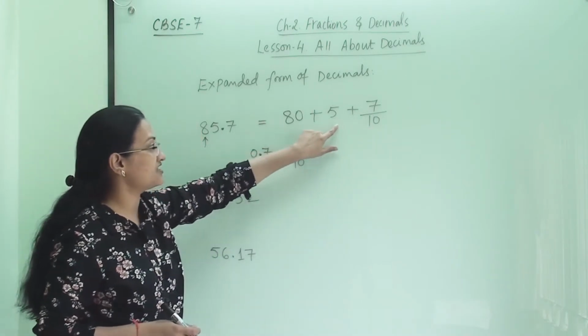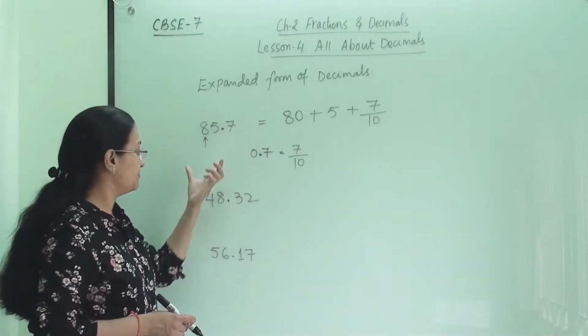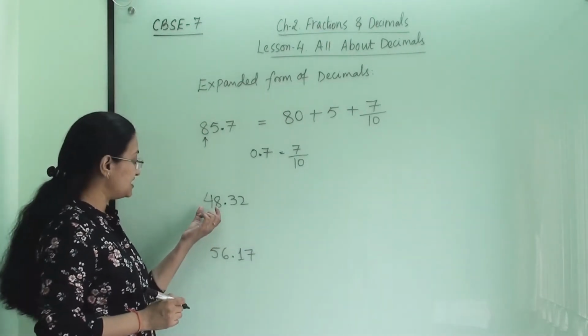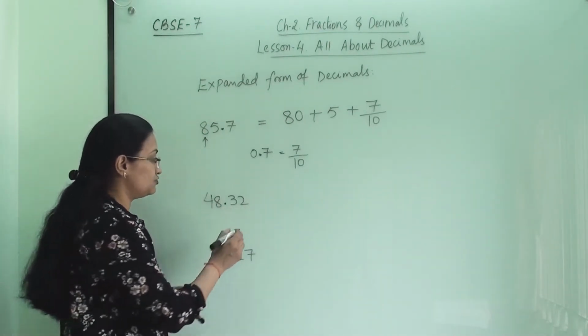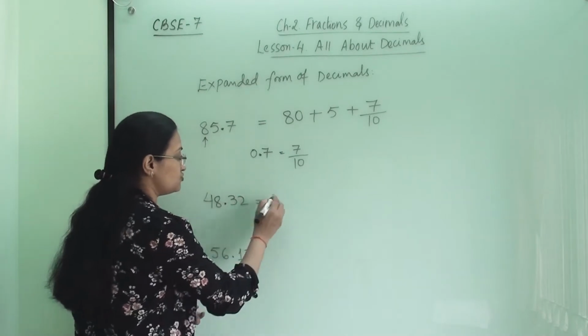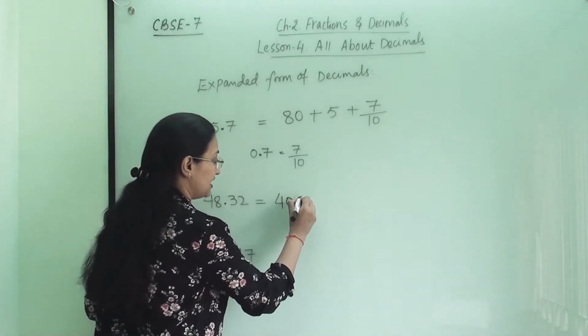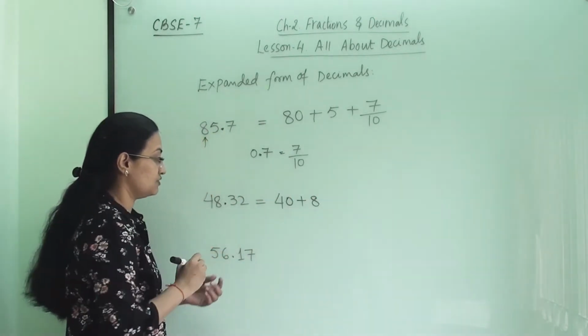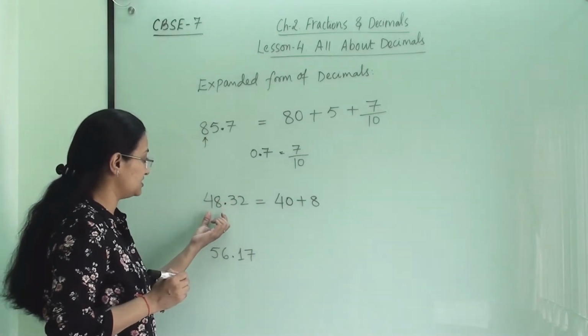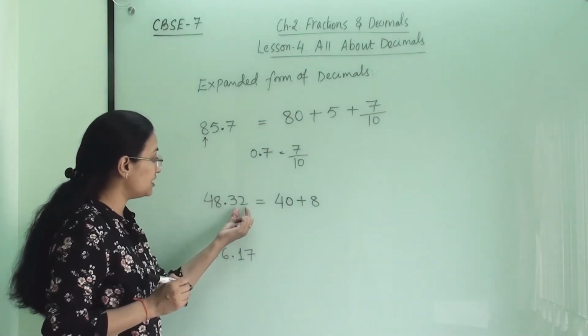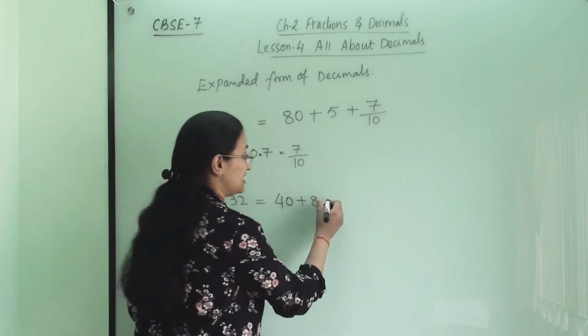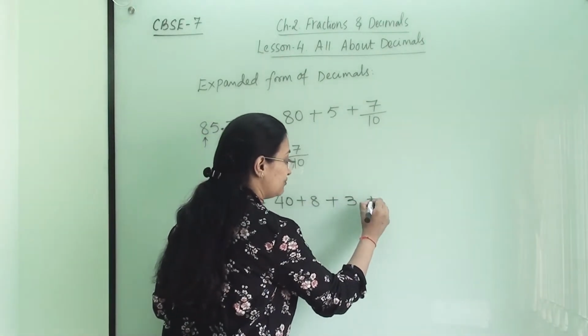So this is the expanded form of our number. Now our next number is 48.32. 48 is easy to mention: that is 40, and then we will write 8. So that is the place value of 48. Now 0.32 is there. First we will write 3 and then we will write 2.